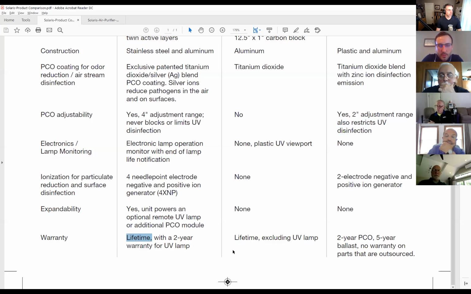Warranty is another huge one here. We do have a lifetime warranty with a 2-year warranty for the UV lamp. If you're replacing the UV lamp every 2 years, like you should anyway, then that's always in warranty. They have a 2-year PCO, 5-year ballast, no warranty on parts that are outsourced.